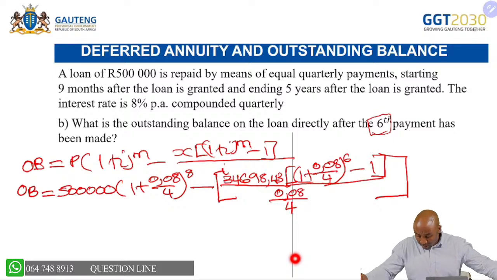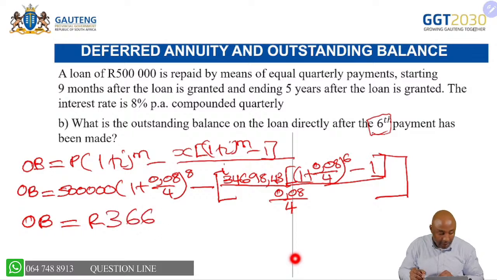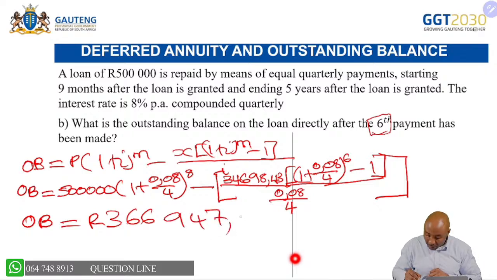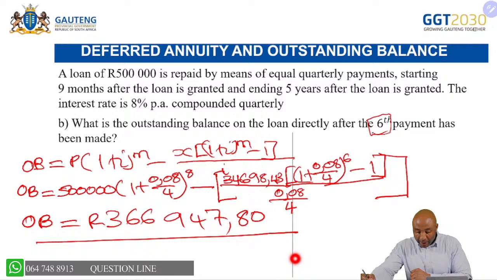Were you able to get the answer? Right. We should get our answer for outstanding balance as 366,947.80. That's our outstanding balance. So this person, after the 6th payment, is still owing 366,947.80 as the outstanding balance.